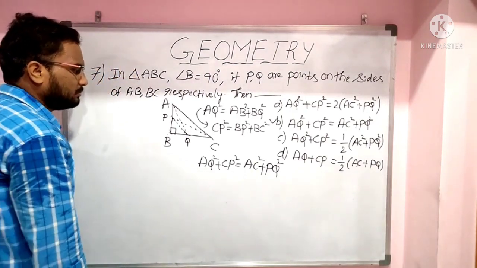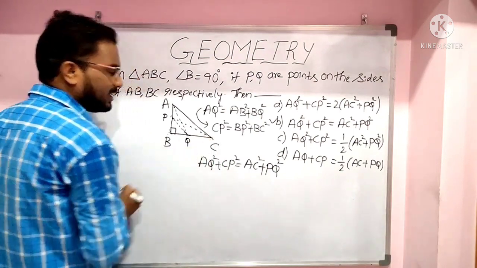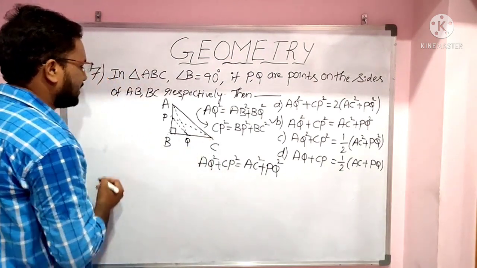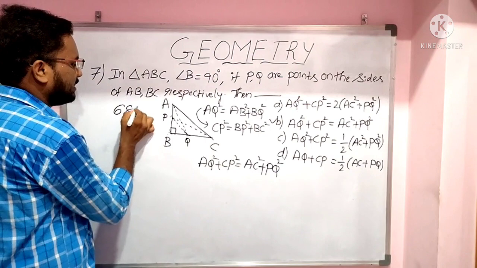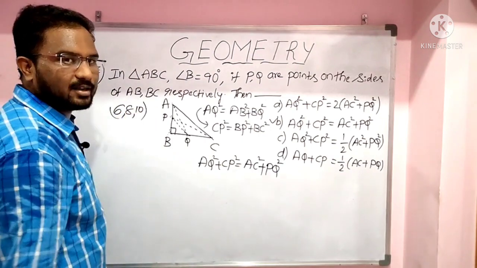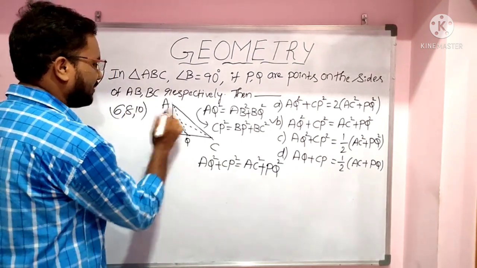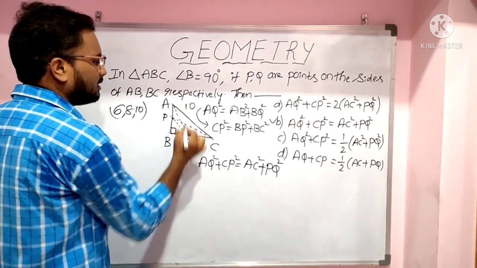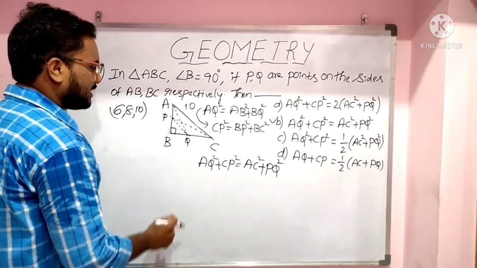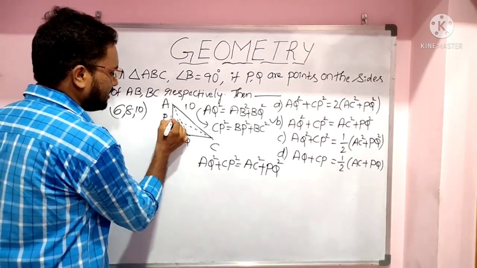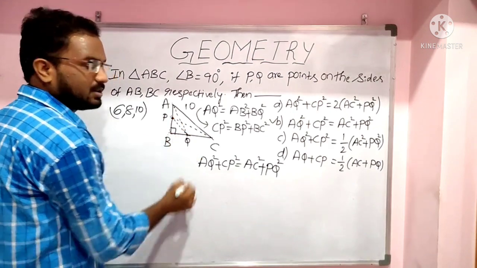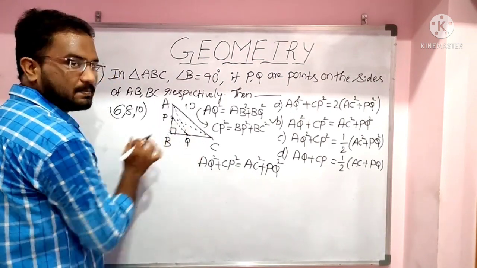If you want to do it by putting values, let's take a Pythagoras triplet: 6, 8, 10. I will take this triplet. So here the hypotenuse is 10. For the time being, we will assume P and Q are the midpoints of AB and BC.